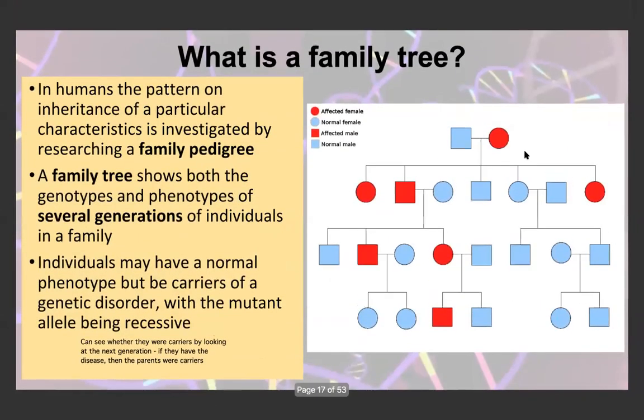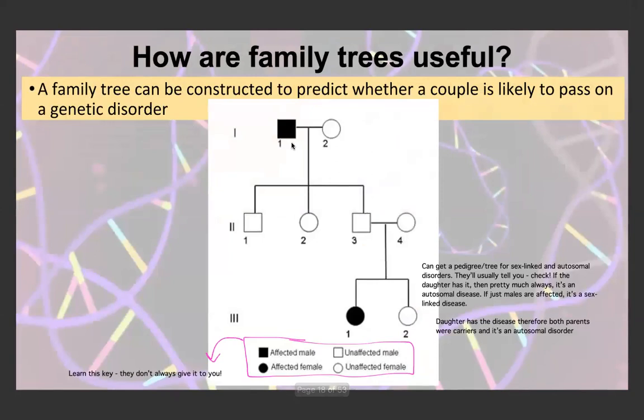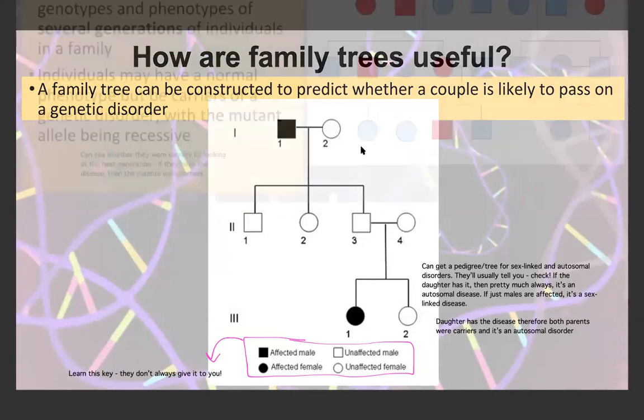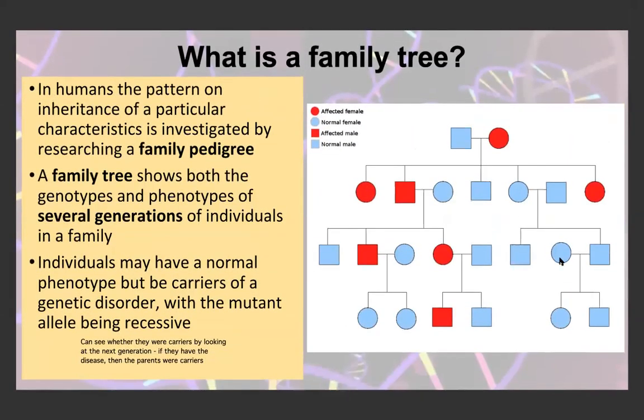If we look at this one, the important thing to know is that females are circles and males are squares. They'll usually give you a key, but if they don't, it's good to know. The colored in dots, they'll usually do it in black and white, where the black colors are the ones who are affected, so the people who show the symptoms of the disease, and the white colors are the ones who don't show the symptoms. So if they're white, they might be a carrier, but they don't show symptoms in their phenotype. I'm just going to look at this diagram because it's a bit bigger.